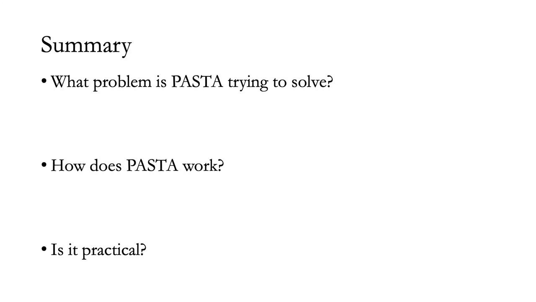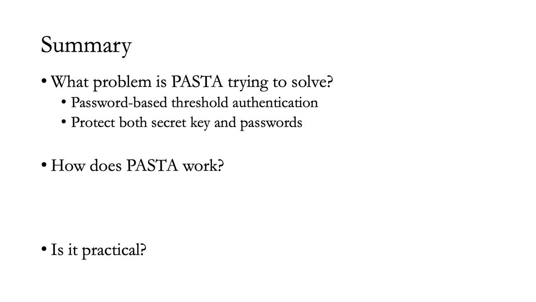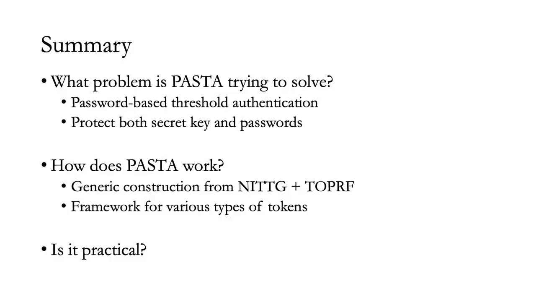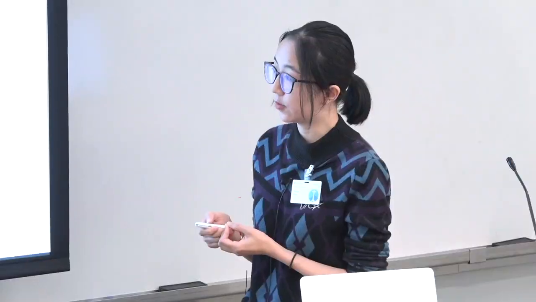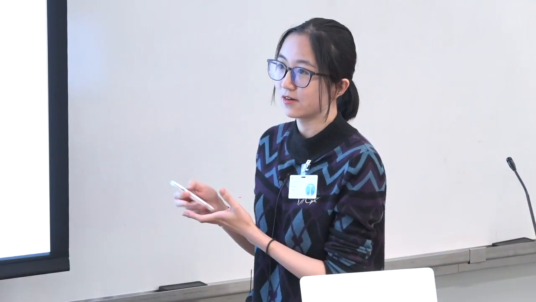We're trying to construct a new password-based threshold authentication protocol which protects both the secret key stored on the server and the user's passwords. And how does it work? We give a generic construction from two primitives, and then it is a general framework that works for various types of tokens. And is it practical? Depending on our experimental results, I would say yes.